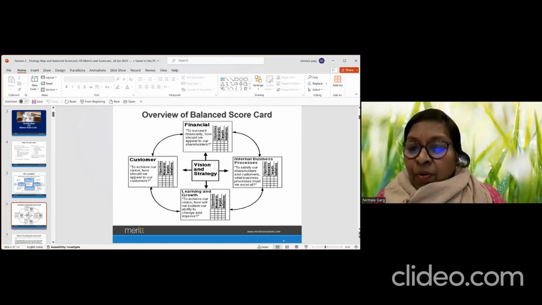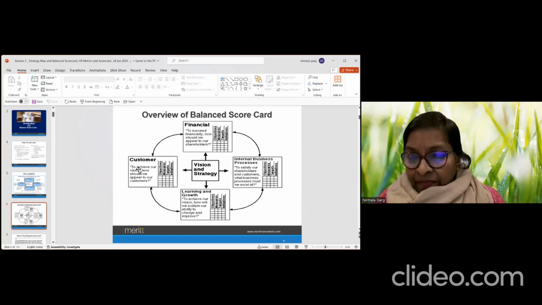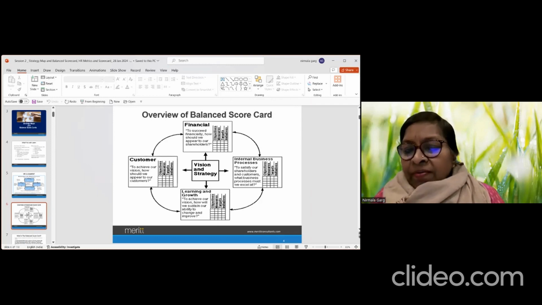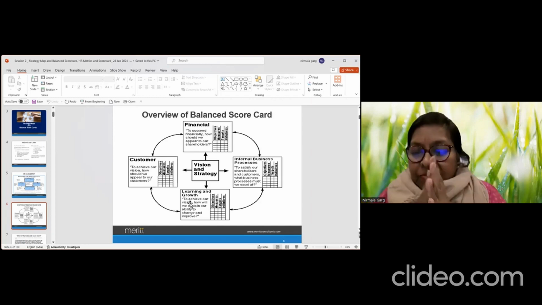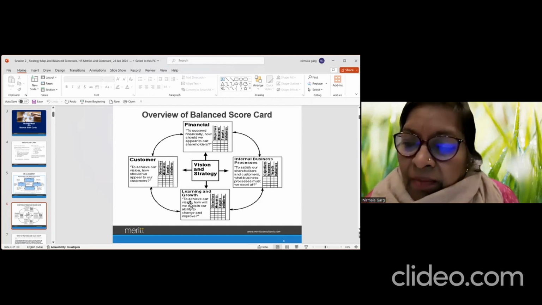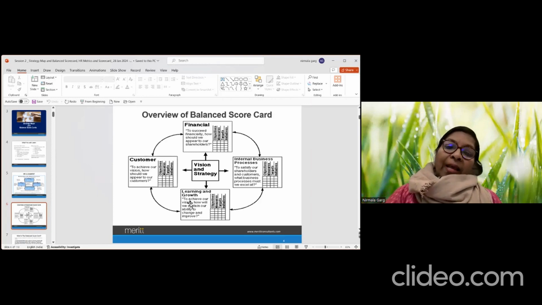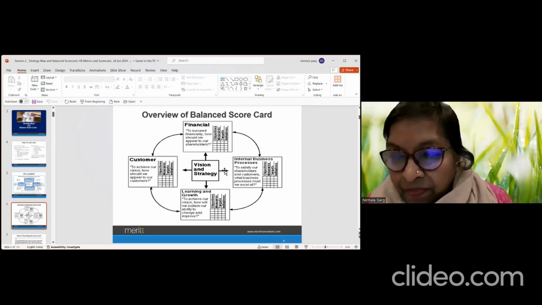Now it has a very important feature. It has four perspectives, we call them. What are they? Financial perspective, customer perspective, internal business perspective, and learning and growth perspective. This framework has four perspectives. Now, who invented this balanced scorecard? These Harvard professors, Kaplan and David Norton. These were two guys who invented this balanced scorecard.